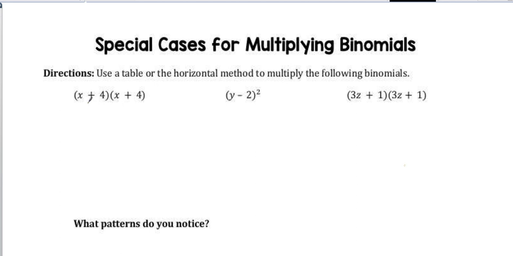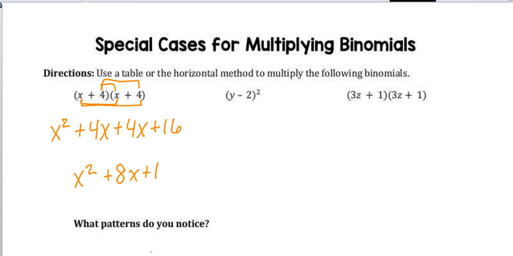So in the first one, we have x plus 4 times x plus 4, and if we were to multiply using first, outside, inside, last, or a table, you're going to end up with x squared plus 4x plus 4x plus 16. So we have x squared plus 8x plus 16. I know I went through that kind of quick.